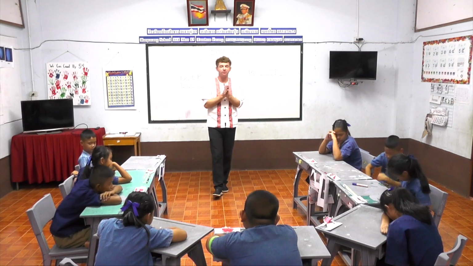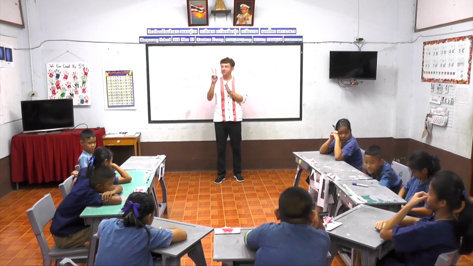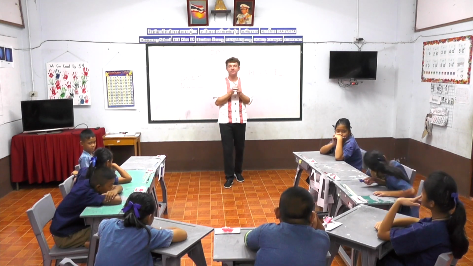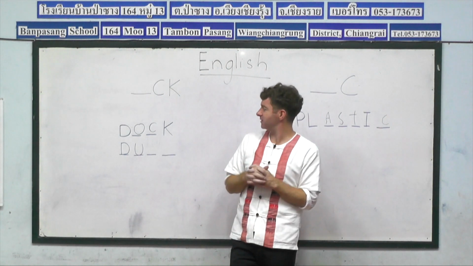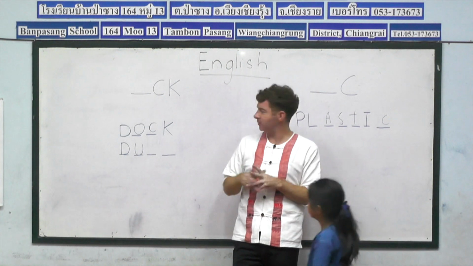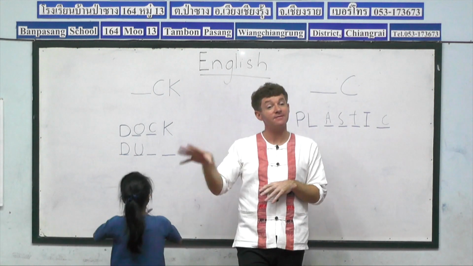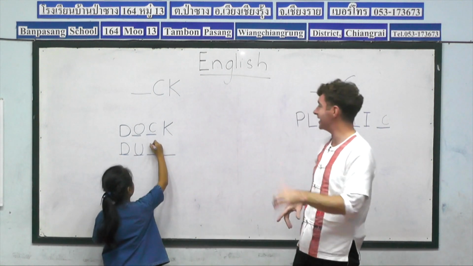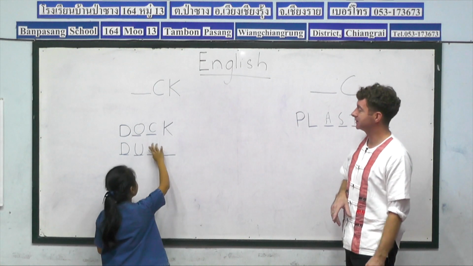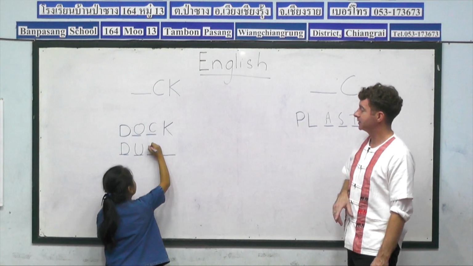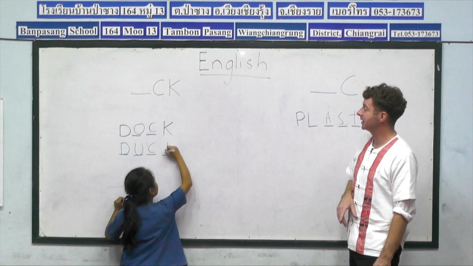Okay, and now it's Prau's turn to come forward. This time we have the first two letters, but we're missing the end sounds. Prau, can you remember how this word ends? Let's see, we have D-U, but what letters do we need? C-K.